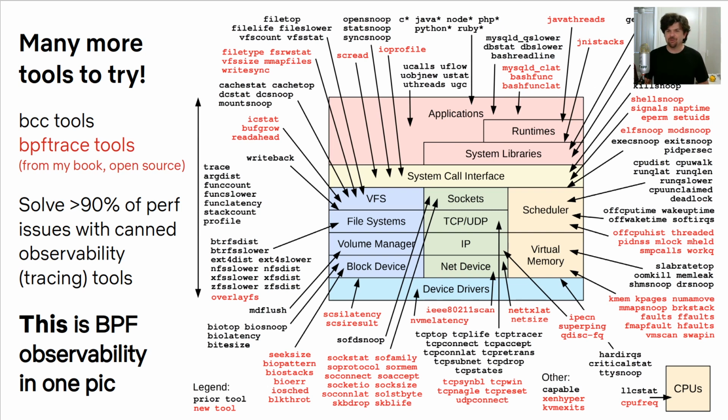Here's a diagram I've drawn of them where I've shown a generic kernel and operating system. And in black, a lot of the tools that come from BCC. And so you can apt-get install the BCC tools.